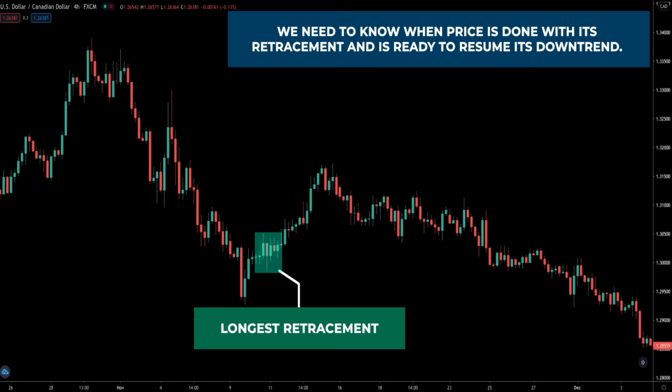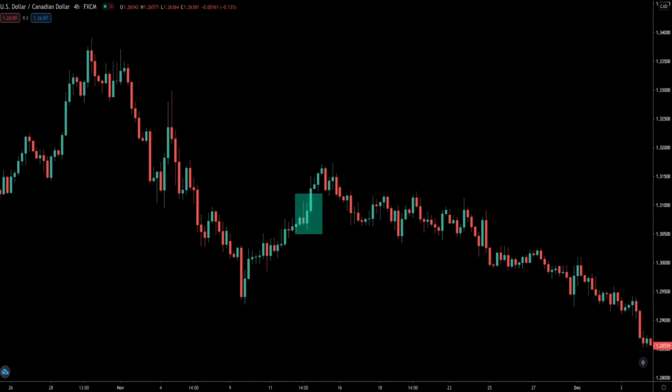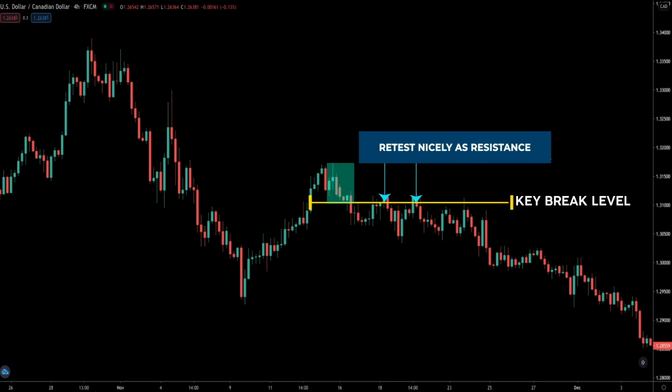So again, we take the rectangular box and box this retracement. This is the longest retracement length that we will be using. We shift this up to the recent swing high and draw a horizontal line at the bottom of the box. This is our key break level, which tells us when the retracement is done. Now in this case, price breaks it and retests it nicely as resistance. This is one of the most obvious signs that your analysis is right, since the market respects the level that you drew.